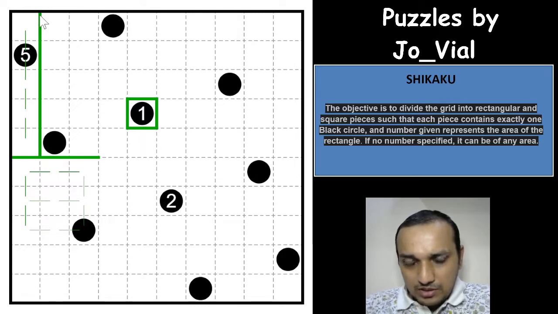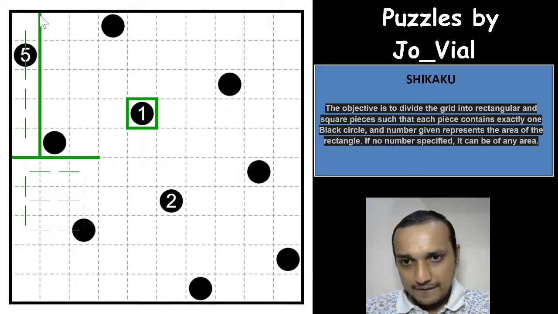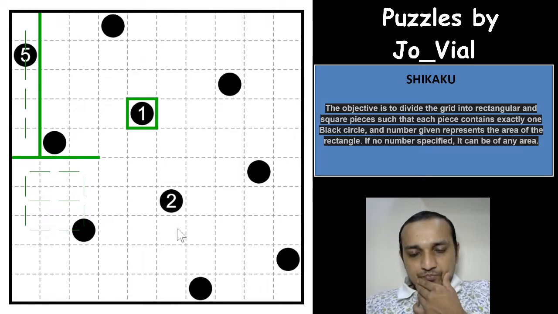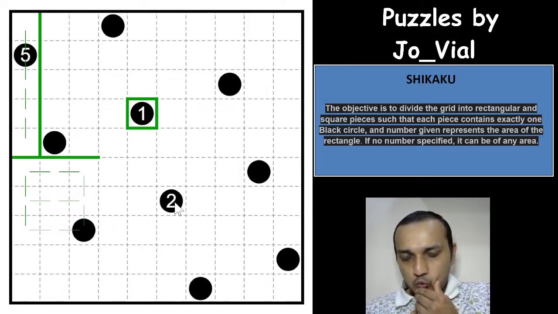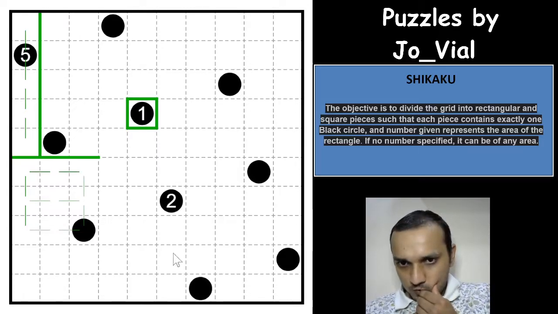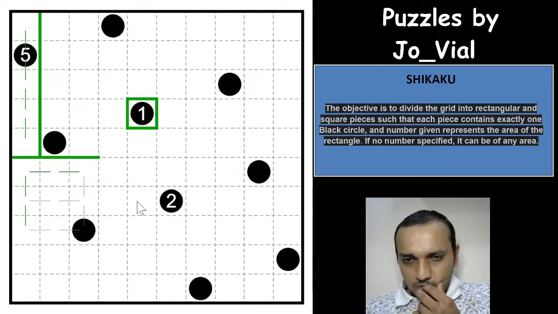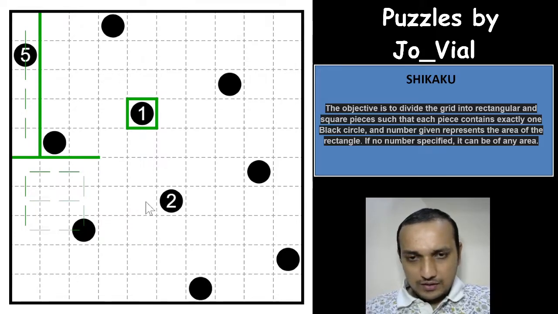Let's go with some other logic. What about this 2? Or what about this cell? It can be taken by 2.